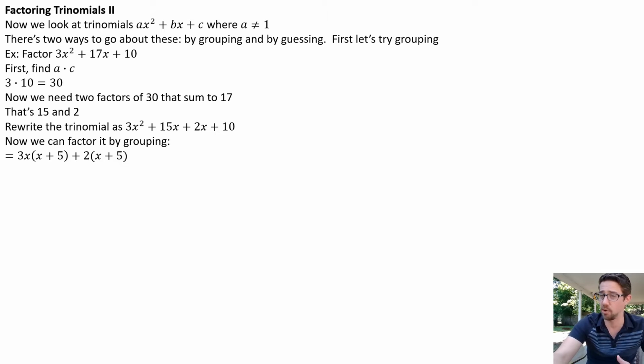Okay, it worked. And now remember what you do. You can reverse distribute that to say, okay, that's the same as 3x plus 2 times x plus 5. And that's it. That's the factorization. So for sure, check that. Check that by foiling it back out, right? You might be able to do that in your head, but you will get 3x squared plus 17x plus 10. So that method has its drawbacks, which we'll get into.